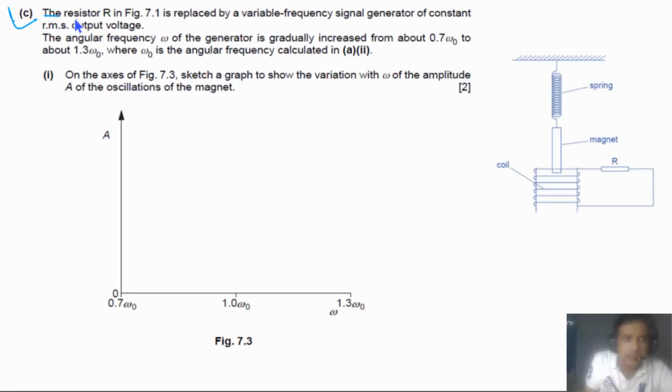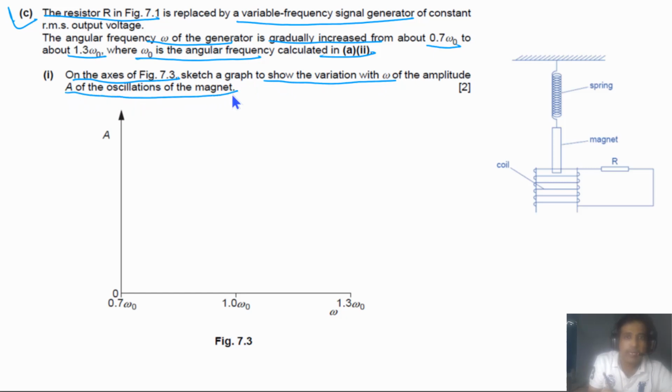Part C says the resistor capital R in figure 7.1 is replaced by a variable frequency signal generator of constant RMS output voltage. The angular frequency omega of the generator is gradually increased from 0.7 omega naught to 1.3 omega naught. Omega naught is the angular frequency calculated in A2. For part C1, on the axis of figure 7.3, sketch a graph to show the variation with omega of the amplitude A of the oscillation of the magnet. A beautiful question about resonance.